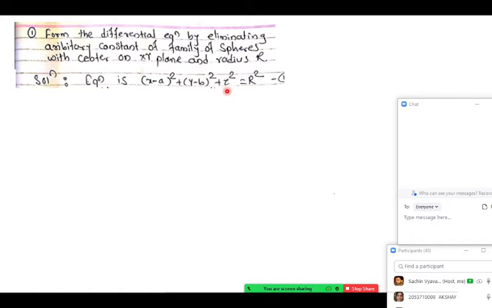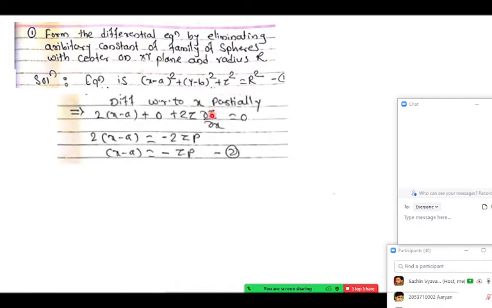Not correct, because you should remember throughout this topic, z is not an independent variable. Z is a dependent variable. Z is a function of x and y. Sir, 2z into dz by dx. Correct, okay, no issue. Akshay, you should remember it is dou z by dou x. So 2z into dou z by dou x, and now the RHS derivative is 0.